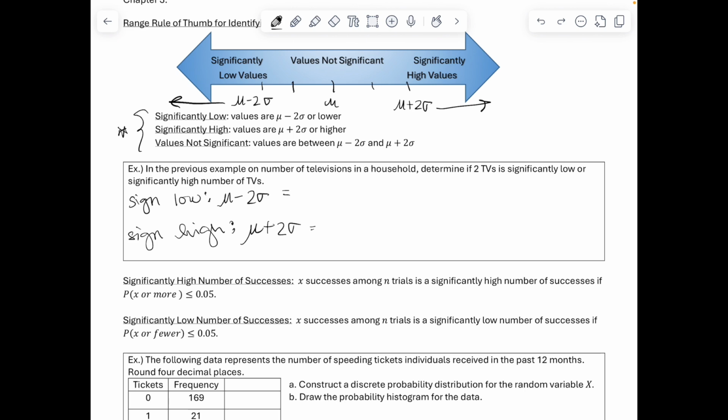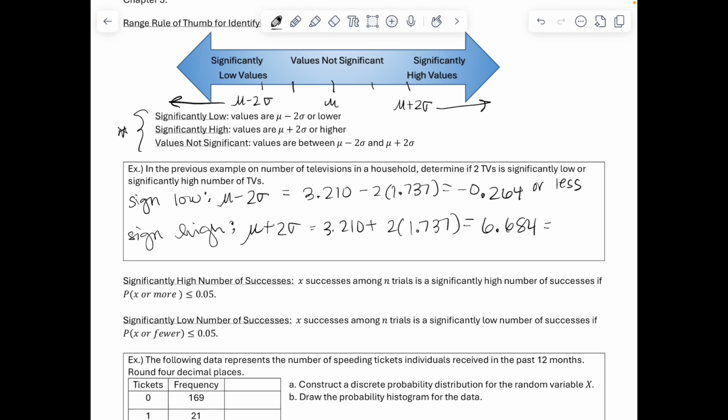So from part C, we know that the mean is 3.210, and we're going to do minus 2 times sigma, and sigma is given to us in part D, which is 1.737. When we work this out, we get negative 0.264. And so significantly low is going to be a value that is less than this or equal. And then for significantly high, it's going to be the mean plus 2 times our standard deviation. Working this out on our calculator, we get 6.684, and this or more would be significantly high.